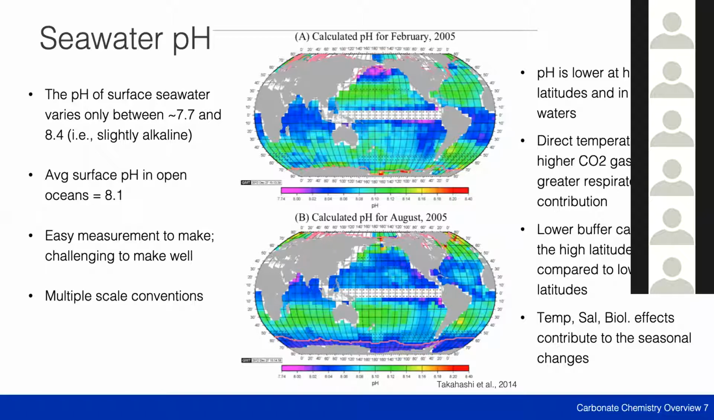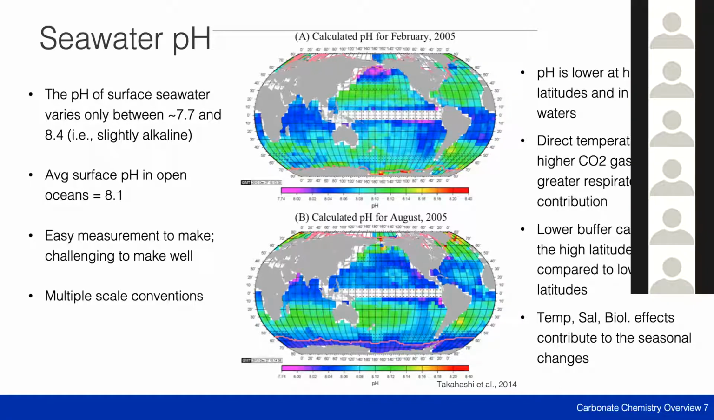So in the ocean, surface pH is an average of 8.1 currently. It ranges from 7.7 to 8.4, so it's slightly basic or alkaline. pH is a pretty easy measurement to make, but difficult to make very accurately. There are several different conventions or scales that pH is measured on, and we can go into that more in detail later if anyone's interested.